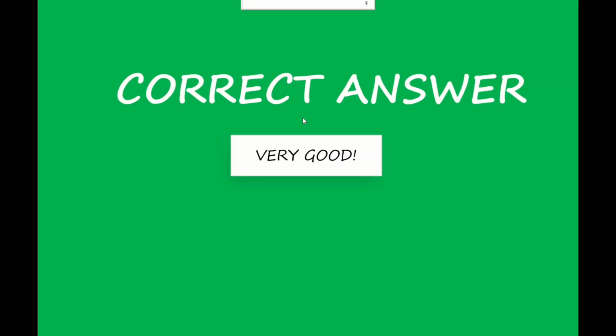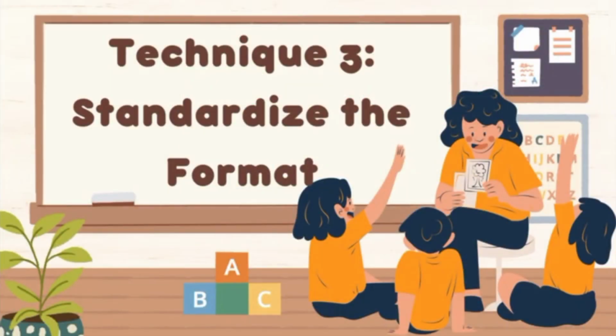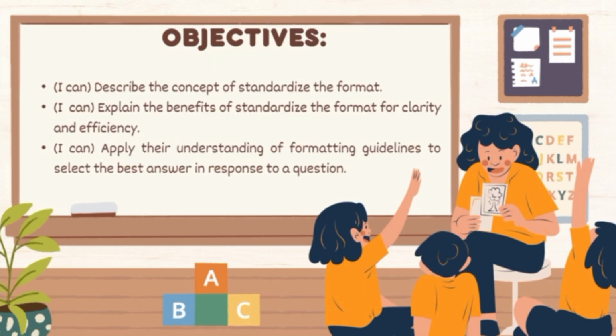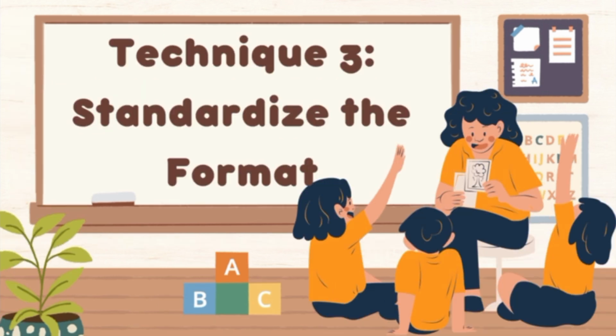Okay, very good. You have answered the questions correctly. So it seems that you have answered our questions correctly. So very good. So let's have our quick summary of our lesson. So first, let me present to you our objectives that we have attained. So this one, we have described the concept of standardized format. We had explained the benefits of standardized format, and we had applied our understanding.